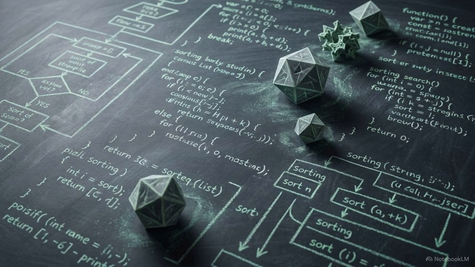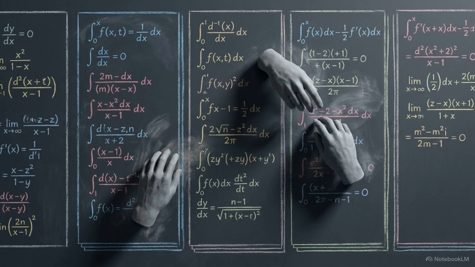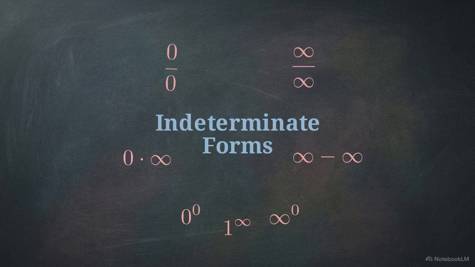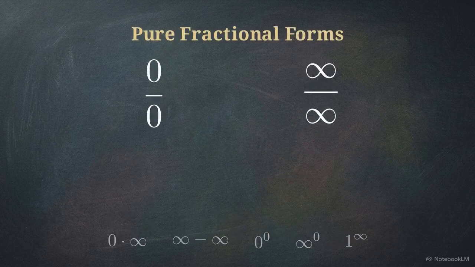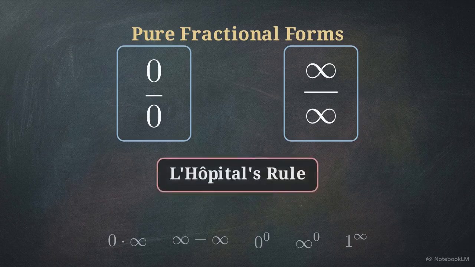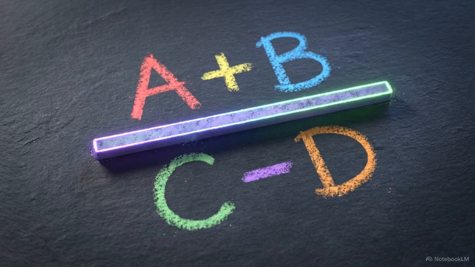Resolving more complex functions requires algorithmic interventions to identify a solvable state. Direct substitution identifies the presence of an error, but resolving it requires classifying the specific category of the indeterminate form. There are 7 distinct indeterminate forms. These are the specific patterns of architectural failure in an equation. The pure fractional forms, 0 over 0 and infinity over infinity, are the primary targets for L'Hopital's rule. L'Hopital's rule differentiates the numerator and denominator separately to bypass the fracture point.